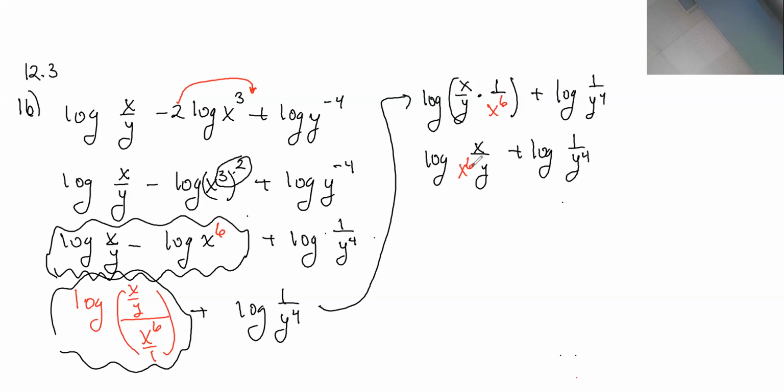Okay, thank you. All right, I'm going to put a 1 there. And I might as well go ahead and clean that up before I combine it. Or we can just combine it and clean it up at the end. That's fine. Okay, so log of big fraction, x over x to the 6 times y times 1 over y to the 4th.